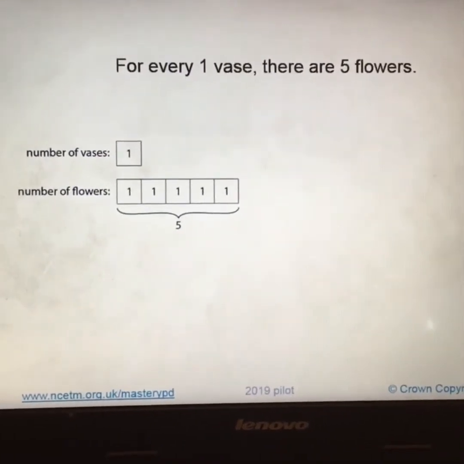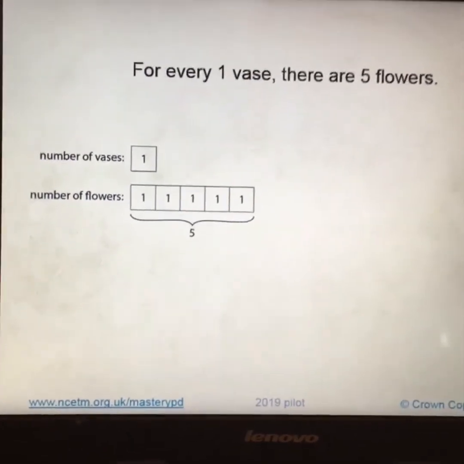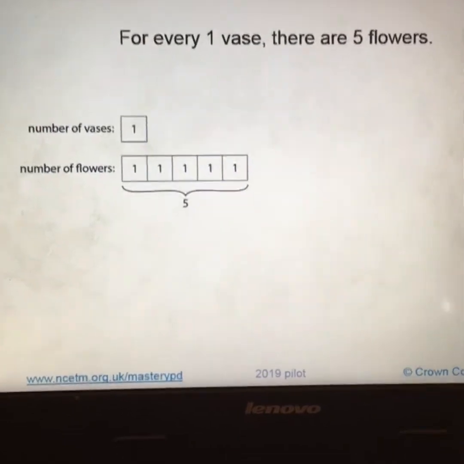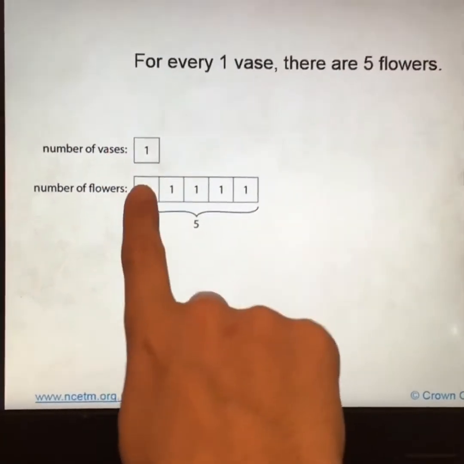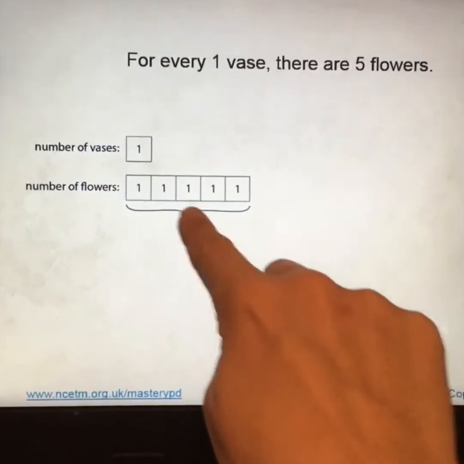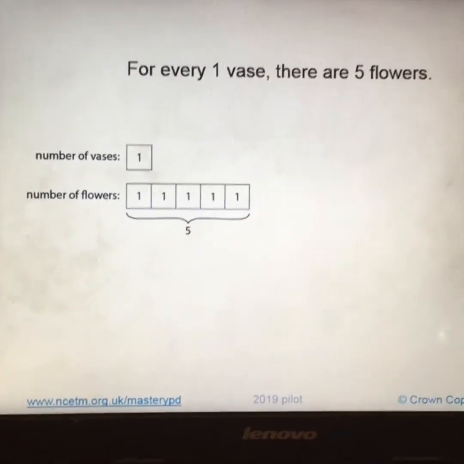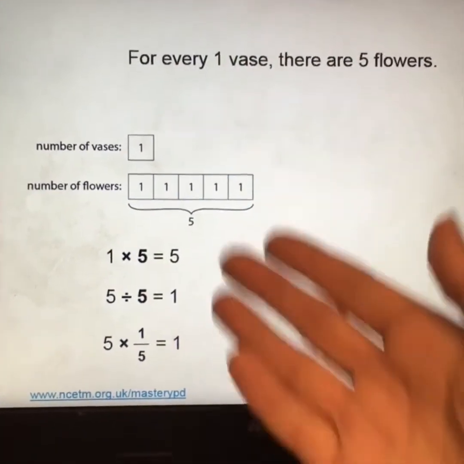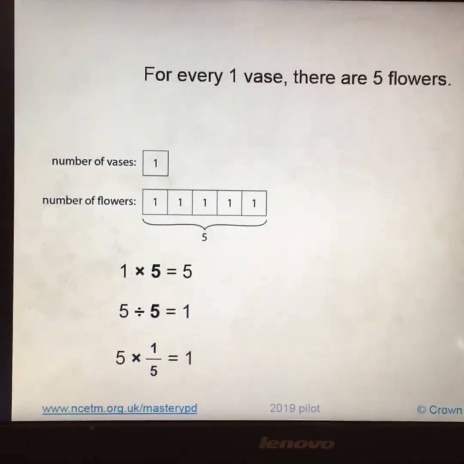Okay, hopefully you're with me so far. So, same start point. For every 1 vase, there are 5 flowers. So I've got my bar model again that shows 1 vase, 5 flowers in it. So the total number of flowers is 5. Now, we can use this ratio to write different number sentences.